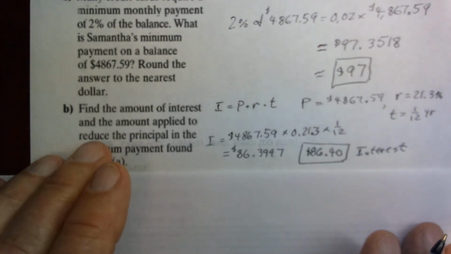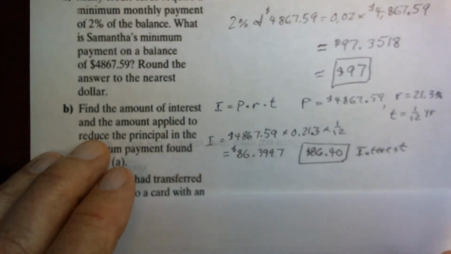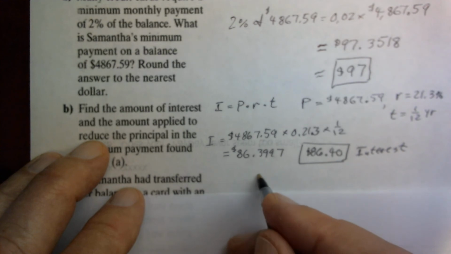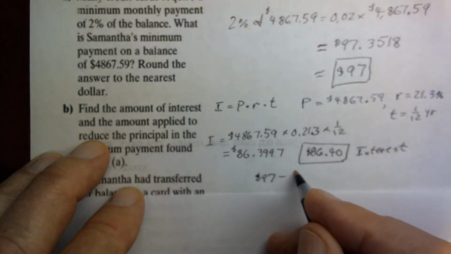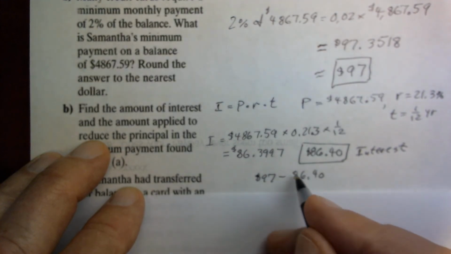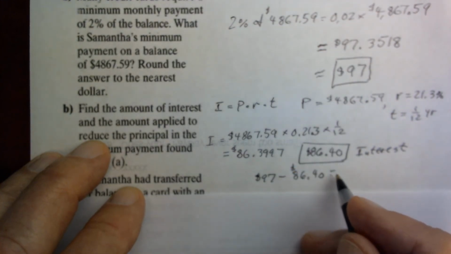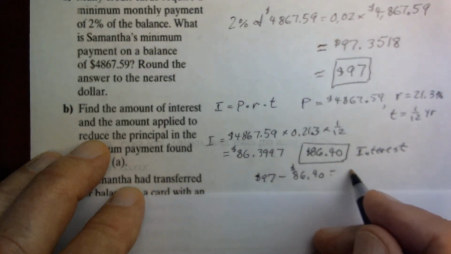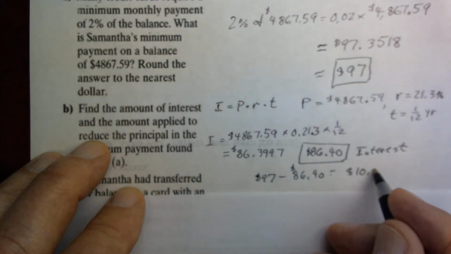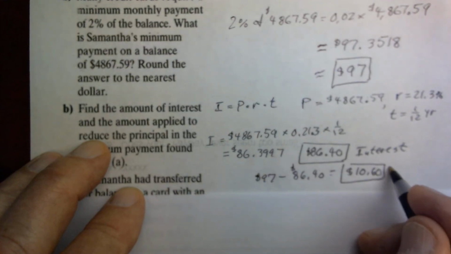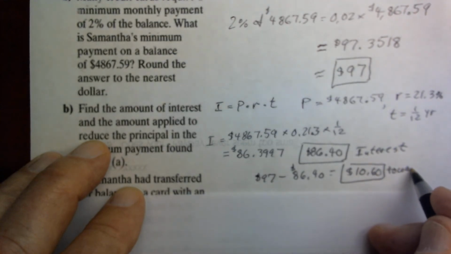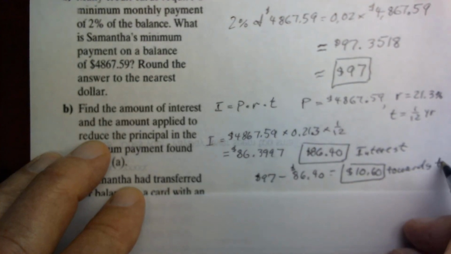Then the amount that's applied to the principal is the difference between what she's paying, $97, minus the amount that goes towards the interest, $86.40, which is equal to $10.60. So $10.60 goes towards the principal amount.